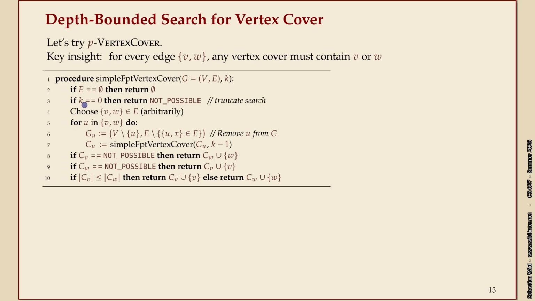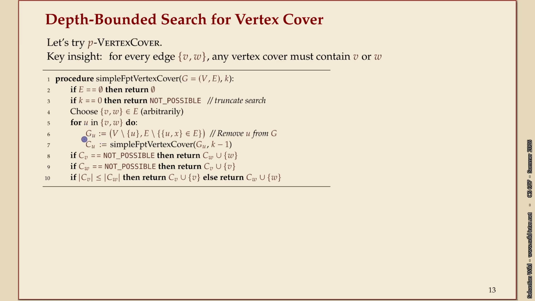If I ran out of parameter, then I cannot add anything more. And if I reach this case, and I'm not in the first case, I actually know I have edges that are left uncovered, so there's no vertex cover I can report. And here it'll mean that this instance is a no instance. There's no vertex cover with at most k vertices. If neither of that's the case, then we're in the normal case. So we pick some edge. There is one because the graph is not empty. I choose one arbitrarily, and then I iterate over the two endpoints.